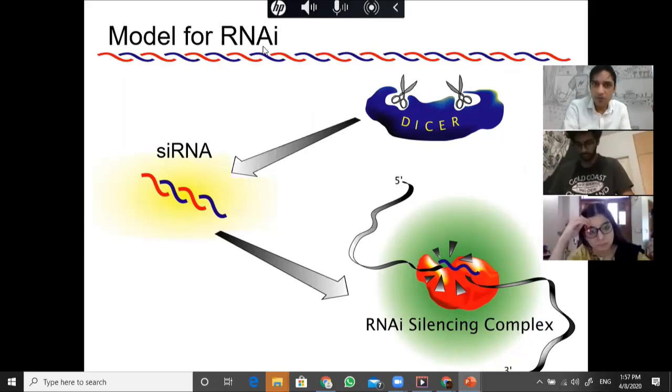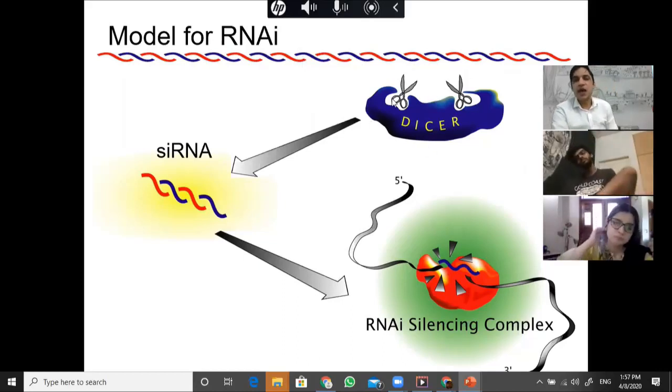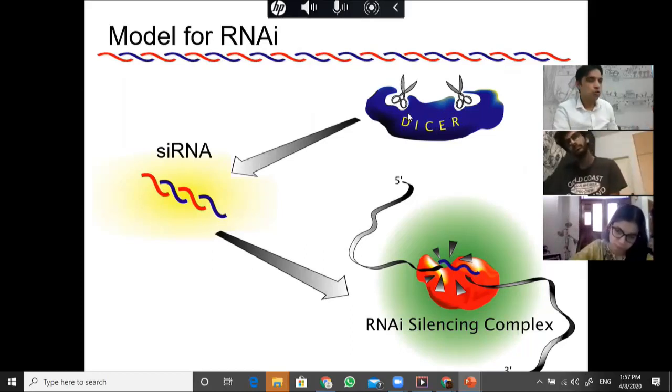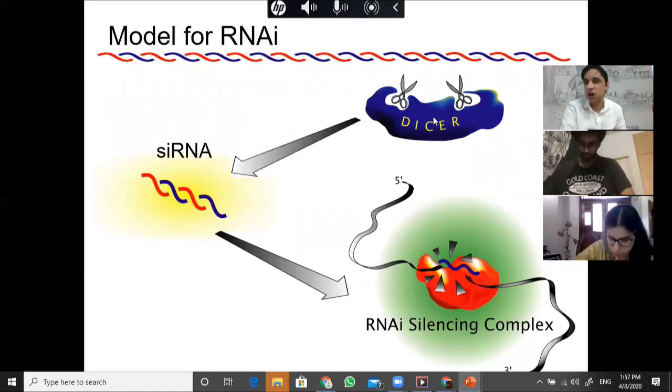So once you have the double-stranded nucleotide sequence, when it enters into the cell, our cells have a built-in mechanism to chop off and destroy free double-stranded nucleotides. So they should not exist within the cells. They might be viruses. They might come from another bacteria. So our cells use a machinery called dicer. That machinery chops and destroys the double-stranded nucleotides into simpler, smaller fragments. They are called small interfering RNA.